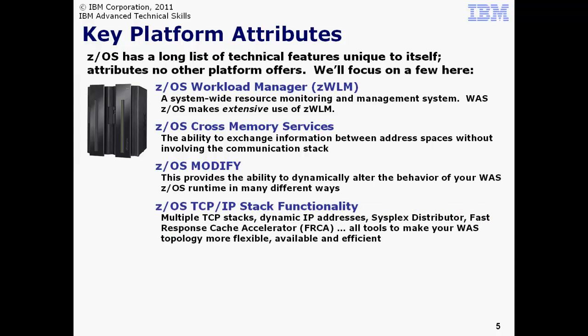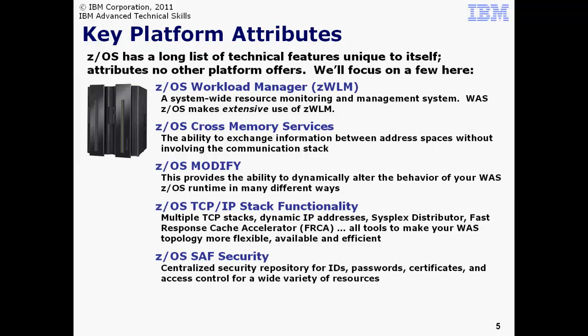The next function is the zOS Communication Server, which provides the TCP/IP stack. There's a wide variety of configuration options available to make the TCP function very flexible. One feature in particular we'll focus on here and in the next series is the Fast Response Cache Accelerator, or FRCA, caching support. Later we'll see how WAS zOS exploits this caching as an extension to Dynacache. The zOS System Authorization Facility, or SAF for short, is a security interface behind which a security product operates. IBM's product is called RACF.